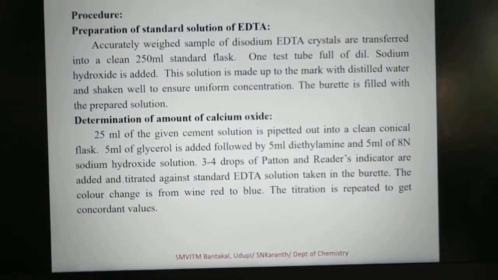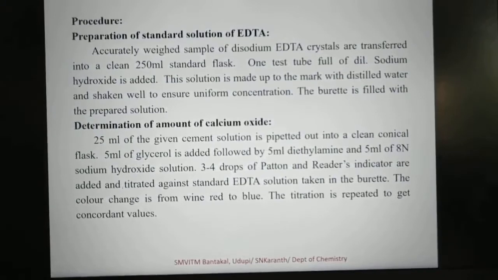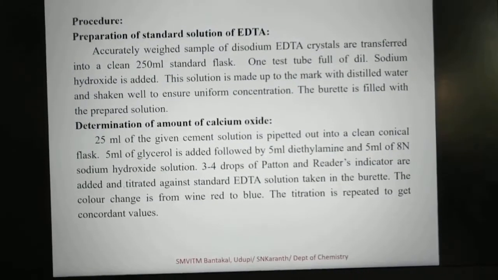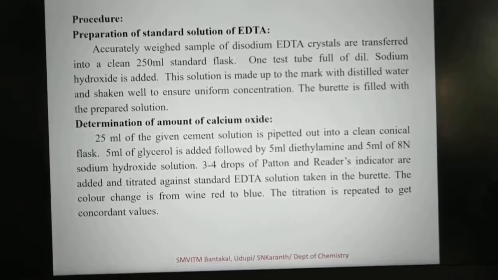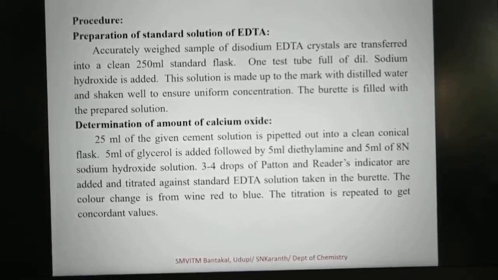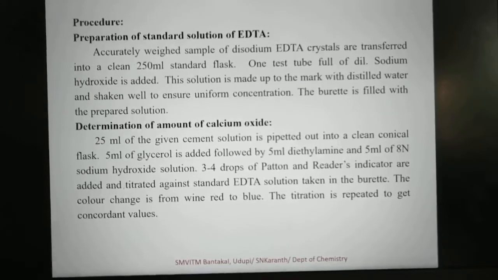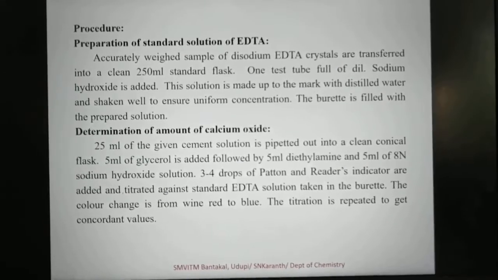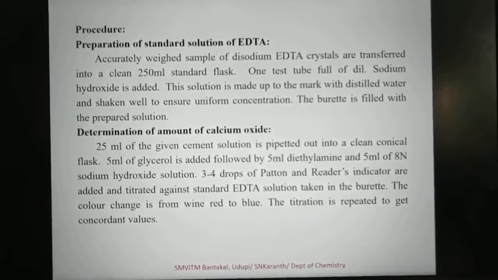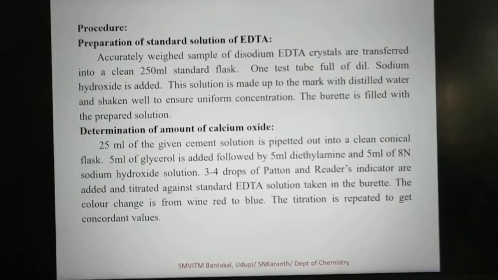Estimation of calcium oxide in cement consists of two portions. The first step is the preparation of standard EDTA solution. A known quantity of EDTA crystals is dissolved in a 250 ml standard flask. For that, first one test tube full of sodium hydroxide is added. The disodium salt of EDTA is preferred over EDTA because it dissolves easily.